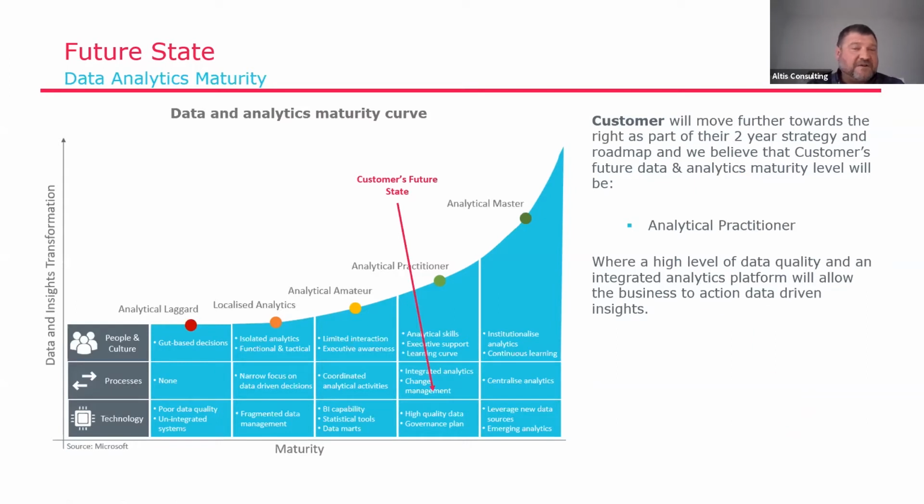Then in your future state, and we'll get to the spider one again in a minute, if we look at this Microsoft Analytics maturity curve, it's around making sure it's a practical journey point. Your future state doesn't necessarily mean that you become an analytical master. It's around practically where you can get to on your analytics journey and with what steps to get there.